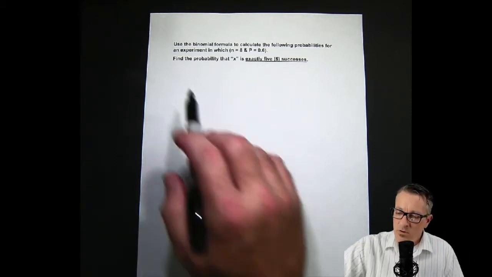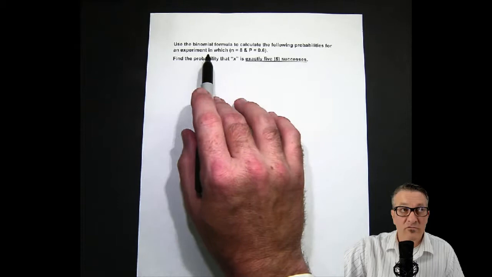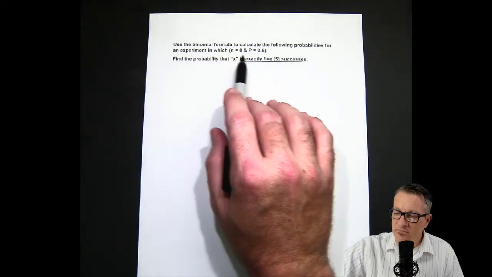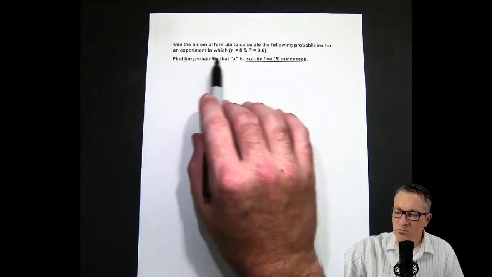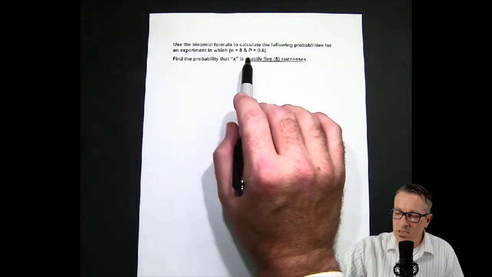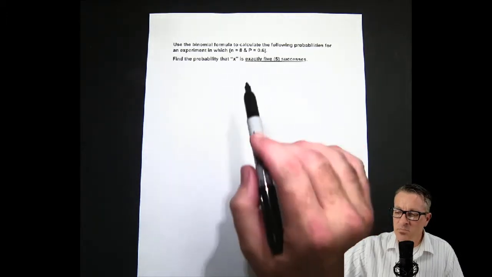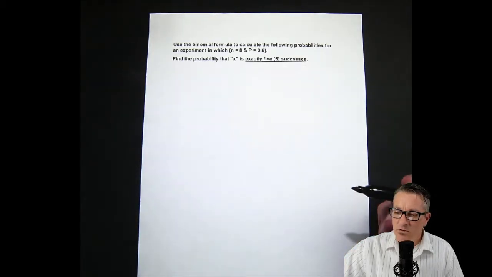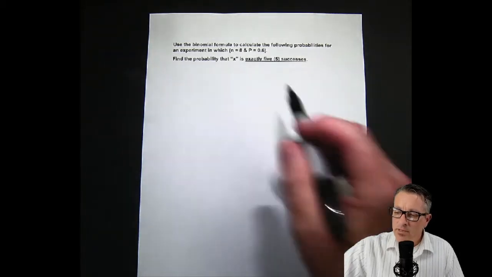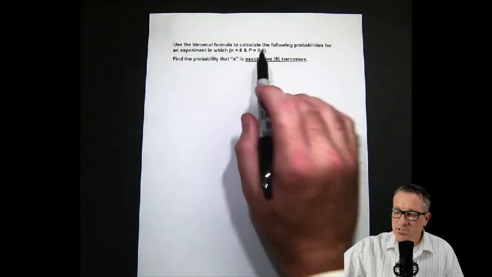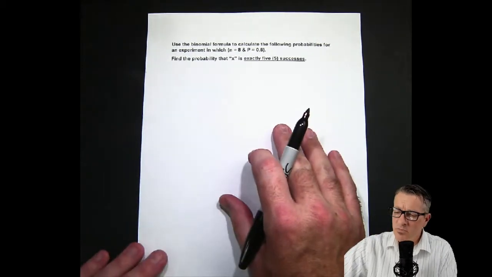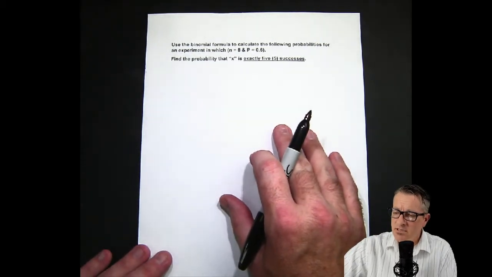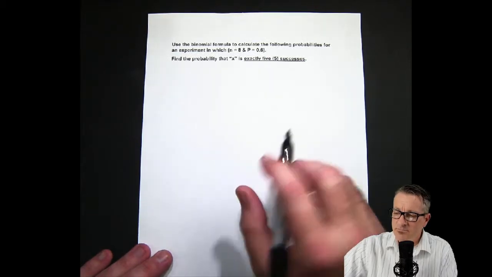Okay, to get started, we're going to use the binomial formula to calculate the following probabilities for an experiment in which n equals 8 and p equals 0.6. So we have essentially 8 different times that this experiment will occur, and then the probability of success is 0.6. Find the probability that x is exactly 5 successes.